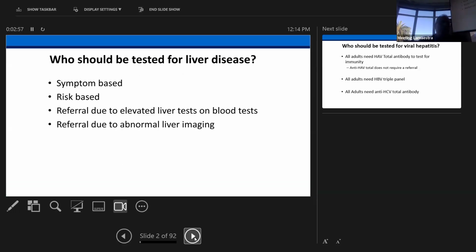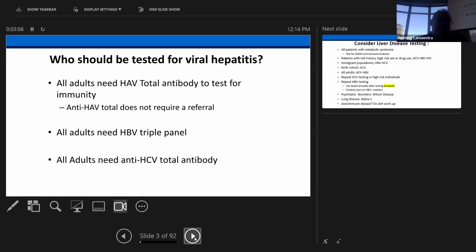Yes. All right. So have a very low threshold to evaluate people for liver disease. And let's talk about testing just for a moment. So every adult should have an ABC assessment in their chart.